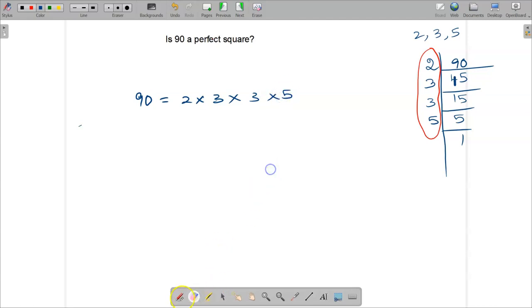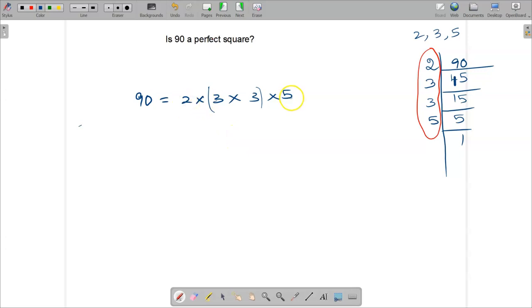In order to check whether this number is a perfect square, first of all, the prime factors available here should appear in pairs, right? When we check these numbers, 3 is appearing in a pair. So 3 is occurring twice. When we take a square root, definitely one 3 we can take.